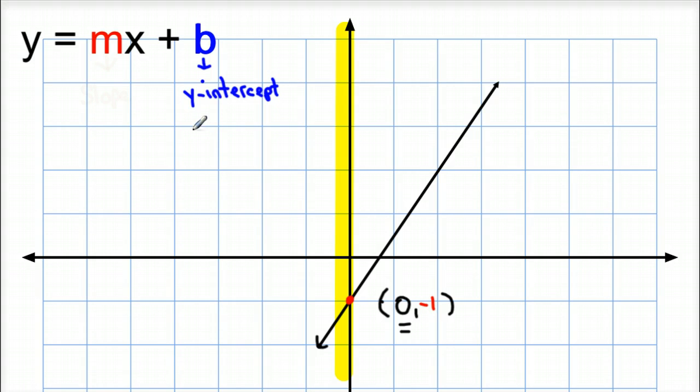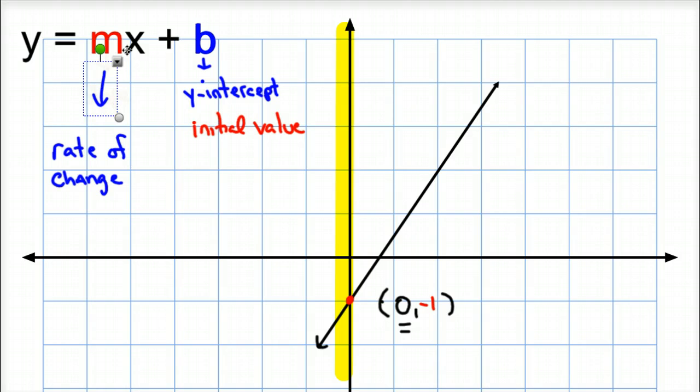This is also known as your initial value. Your slope is also known as your rate of change. So again, the b is the y-intercept or the initial value, and the m is the slope or the rate of change. Either one. Let's take a look at some graphs.